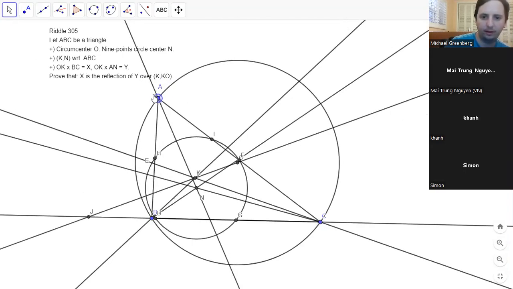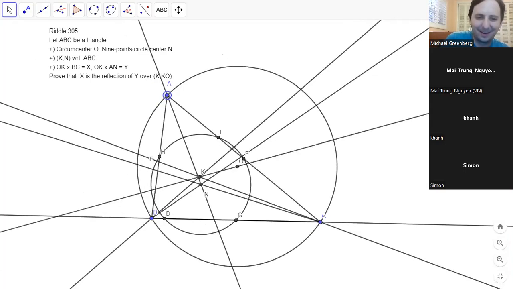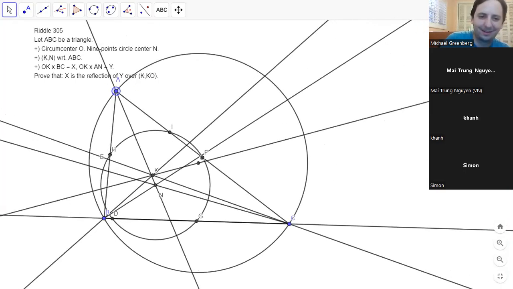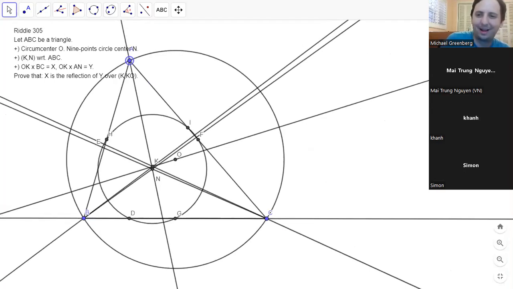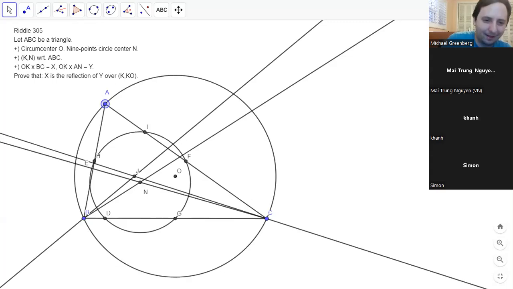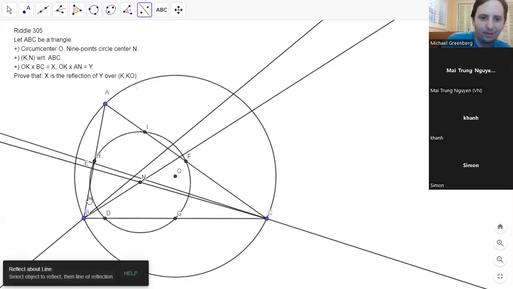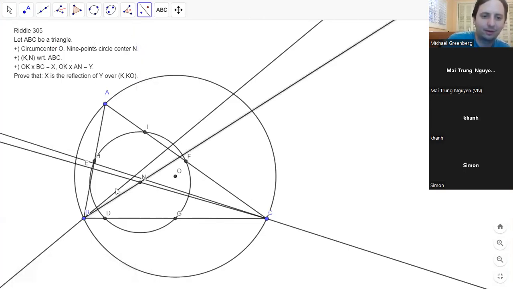No, K isn't the incenter. K is the isogonal conjugate. Oh, you're right. I did draw K as the incenter. Oh my God, I'm really silly. No, you're not stupid. I am. Okay. So we drew the two angle bisectors. Now I have to reflect them. It means they're isogonal conjugates.